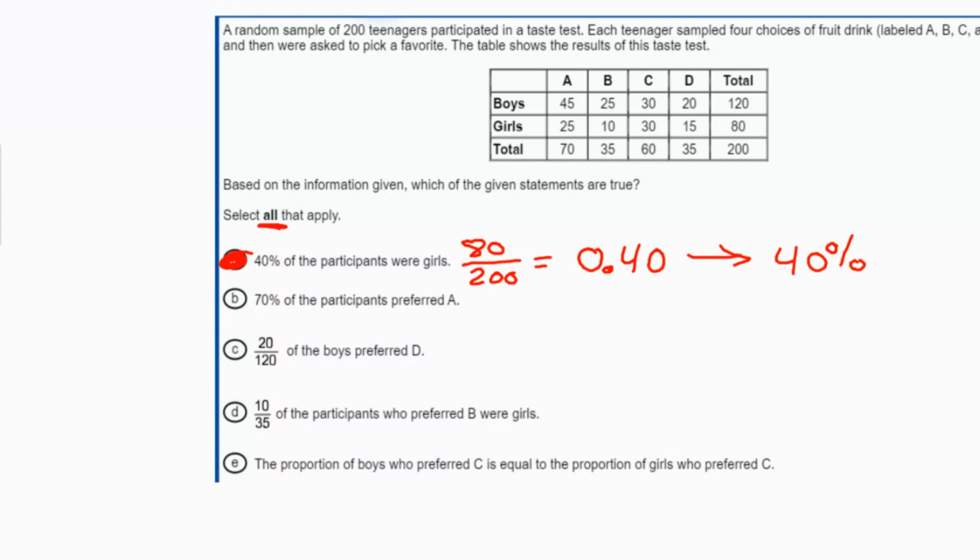Option B says 70% of the participants preferred A. The total that preferred A is 70 out of 200. Is that 70%? No, that's actually 35%. So this one is not correct. The next one says 20 out of 120 of the boys preferred D. Here's D. Here's the boys. 20 out of 120, that is correct.